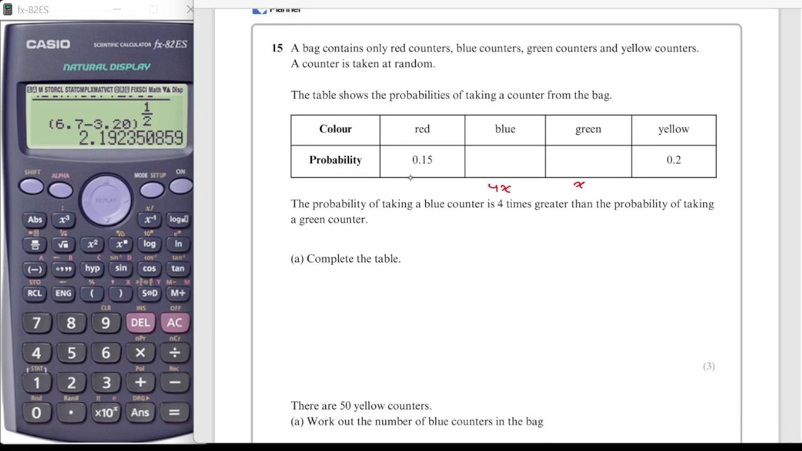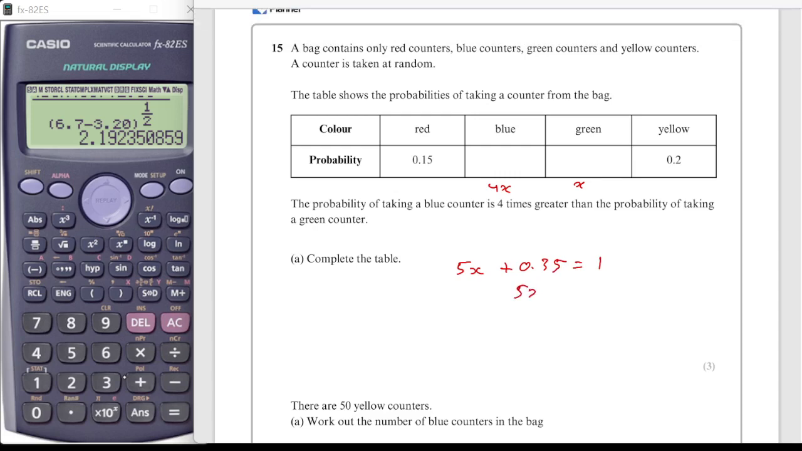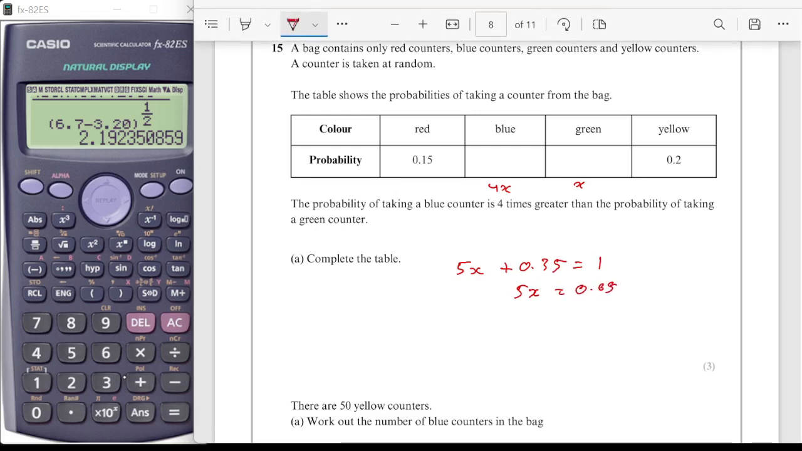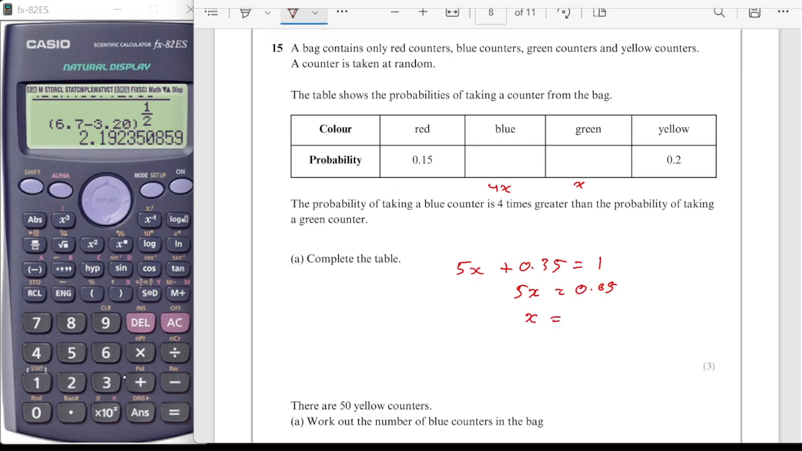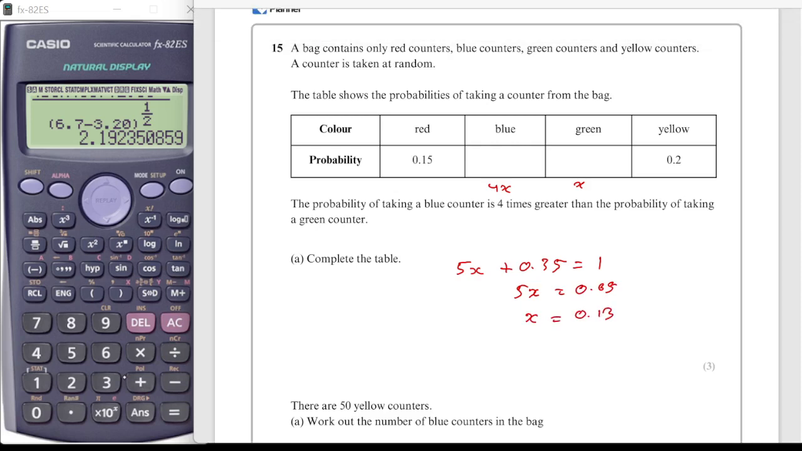Right, so all those probabilities need to add up to 1. So if I add them all together, 4x plus 1x is going to be 5x, and then 0.15 plus 0.2 is going to be 0.35, and that's got to be equal to 1. So 5x has got to be equal to 1 minus 0.35, which is 0.65. And then if I divide that by 5, x is equal to 0.13. Let's just double check those calculations.